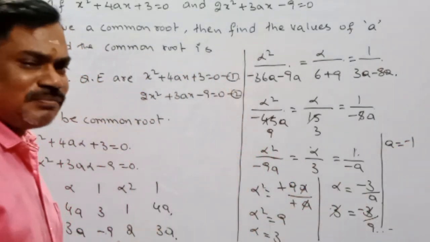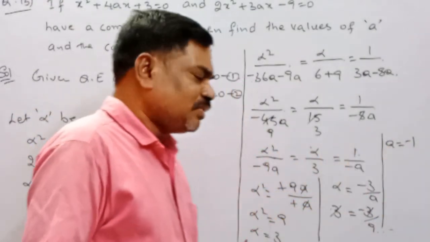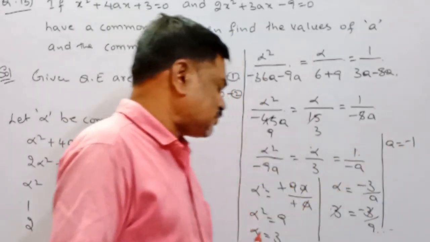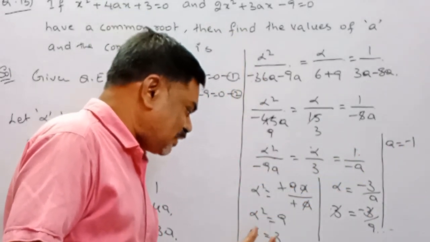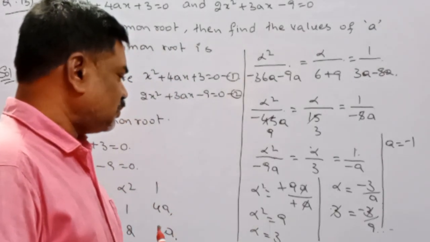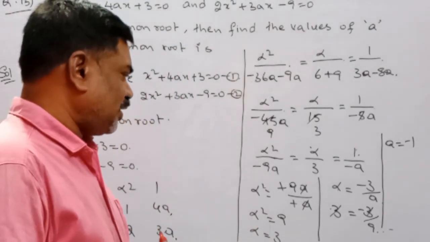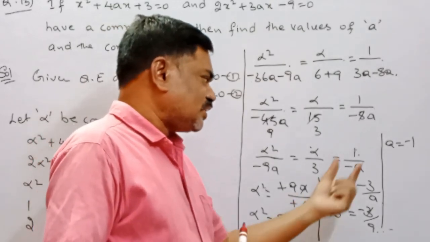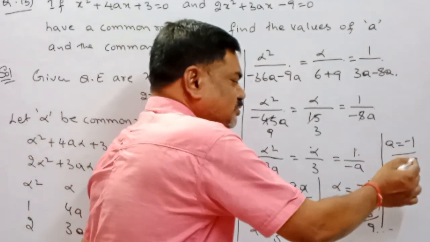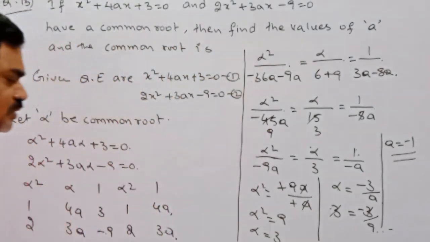What is the value of a? Minus 1. And what is the common root? The common root alpha is 3, and here the value of a is minus 1. That's all.